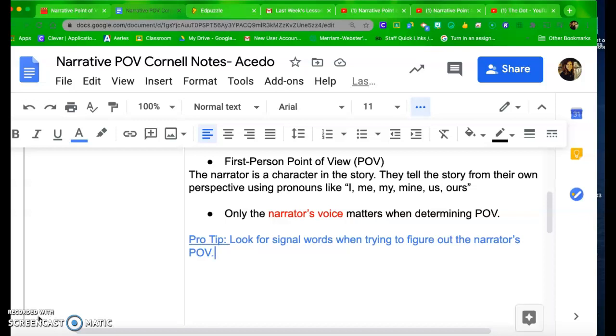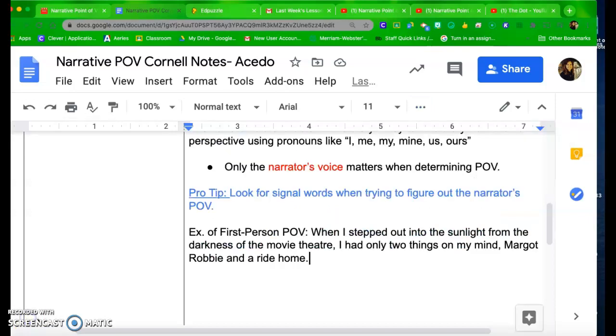And here's a pro tip. You should look at the signal words when trying to figure out the narrator's point of view. So here's an example of first-person point of view. "When I stepped out into the sunlight from the darkness of the movie theater, I had only two things on my mind. Margot Robbie, who plays Harley Quinn, and a ride home."